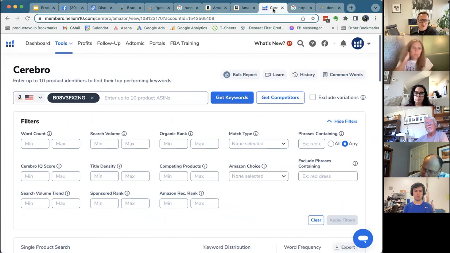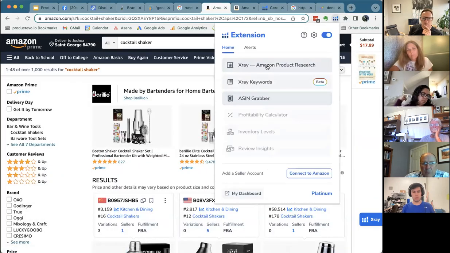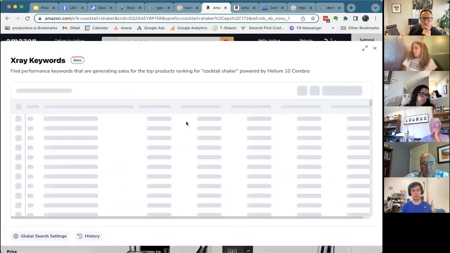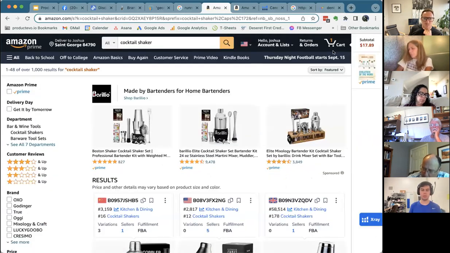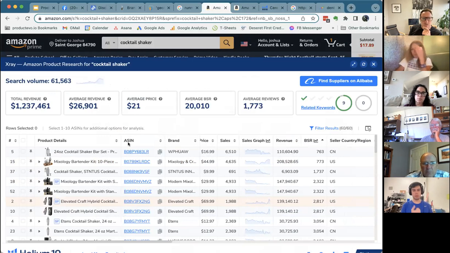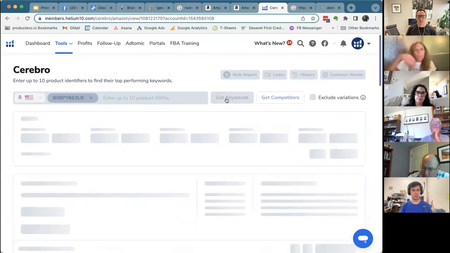Okay, I'm going to show you guys one other tool that's related to Helium 10 while we're on it. I'm going to come back here. If we hit the X-ray again, what it's going to bring up is this Amazon ASIN. Oh, I hit the keywords, so I didn't want to hit the keywords. So this ASIN right here is a number we're going to need in Cerebro. So if you just hit copy, we can pull a few of these over, but I'll just do one right now. So I'm going to drop that in and get keywords.